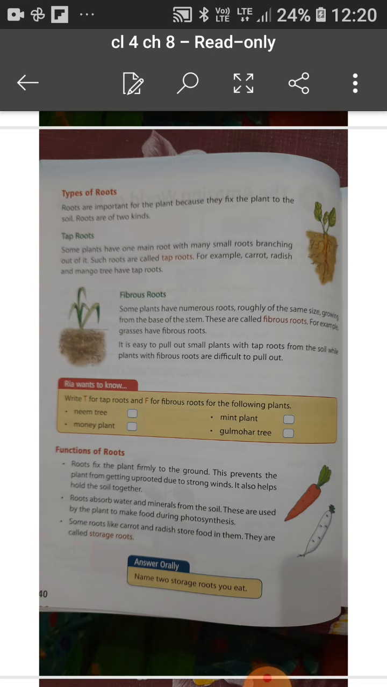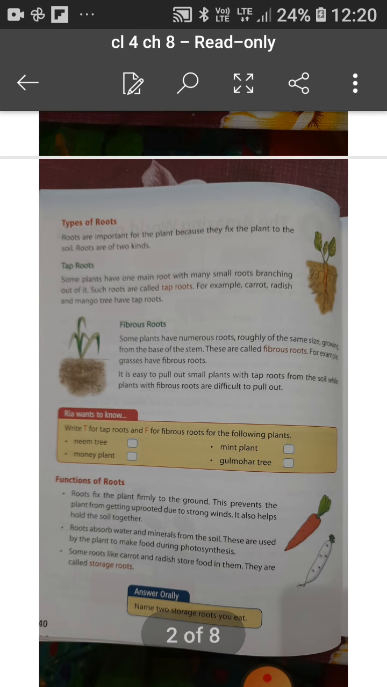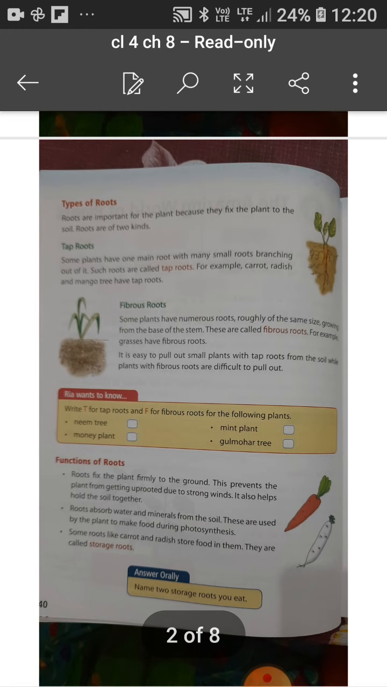So, you have understood about tap roots that the roots of some plants have a fine root that is in the middle and is thick, which is known as main root. And from this, small thin roots are raised and form branch-like structure. Such roots are called tap roots. For example, carrot, radish and mango trees have tap roots.